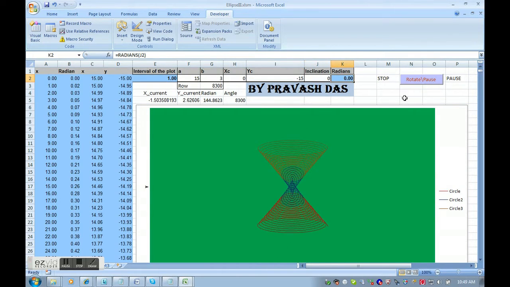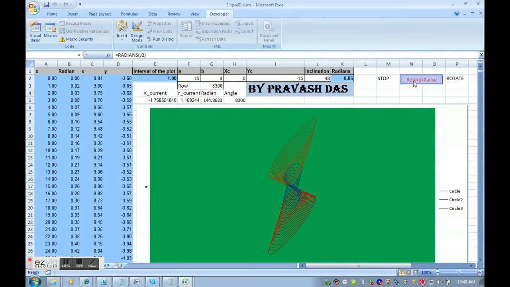Now let's rotate. When I'm rotating, it's moving by 1 degree. The inclination changes by 1 degree, and there is a Visual Basic program running behind the scenes that is rotating the inclination, and with every change of angle, it recalculates all the x's and all the y's. So it recalculates 15,000 x and 15,000 y, almost 30,000 calculations for each change of inclination.